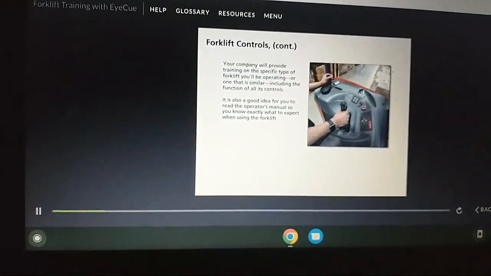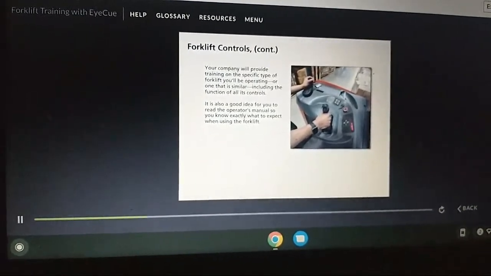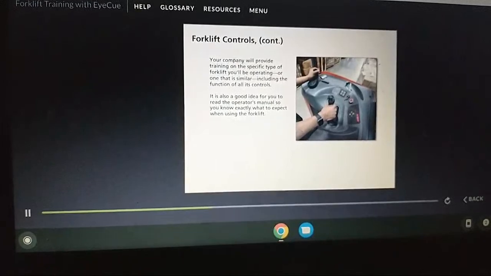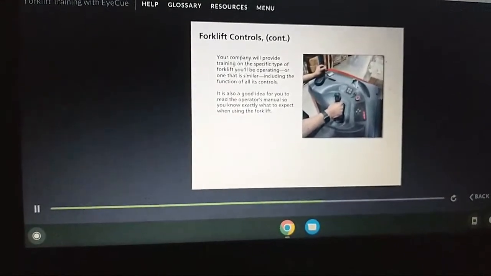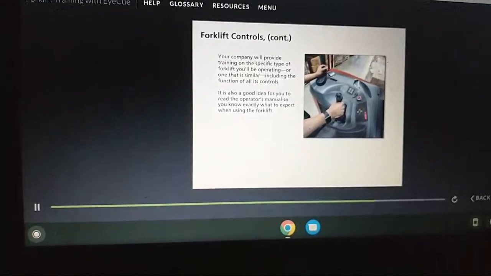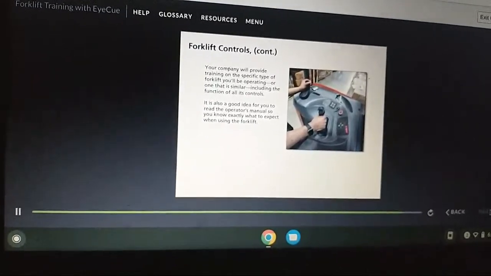Your company will provide training on the specific type of forklift you'll be operating, or one that is similar, including the function of all its controls. It is also a good idea for you to read the operator's manual so you know exactly what to expect when using the forklift.